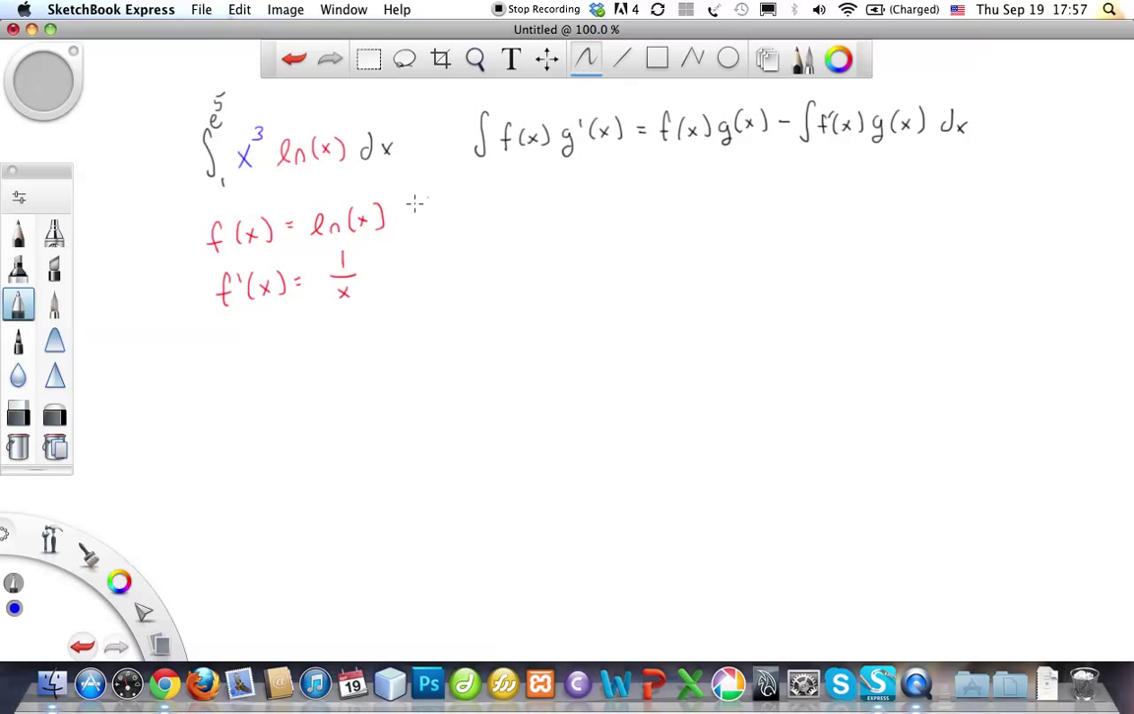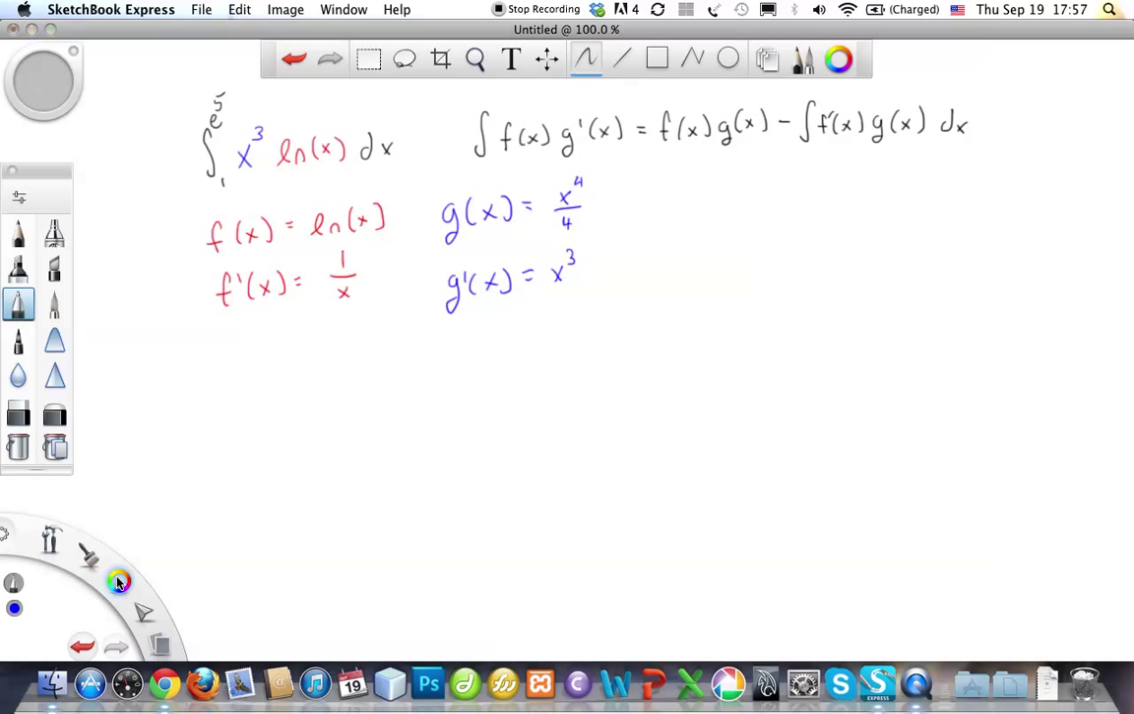So I'm going to assign g prime of x. So g prime of x is going to equal our x cubed. When we integrate upwards to get our g of x, like I said earlier, we're going to get x to the fourth divided by 4. Okay, or 1/4 times x to the fourth.